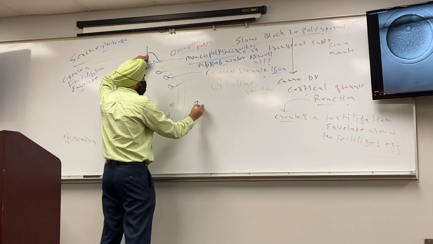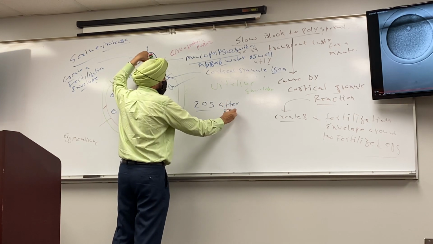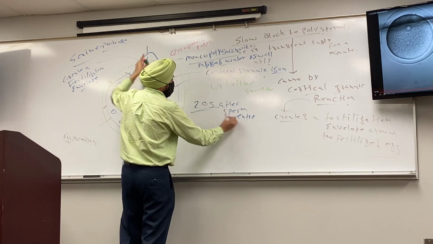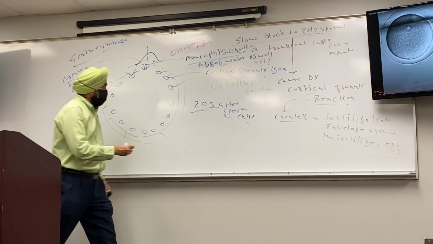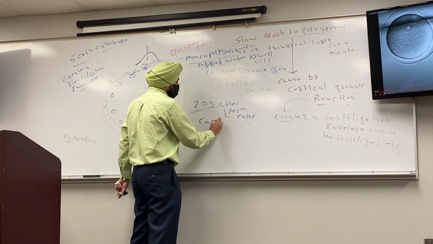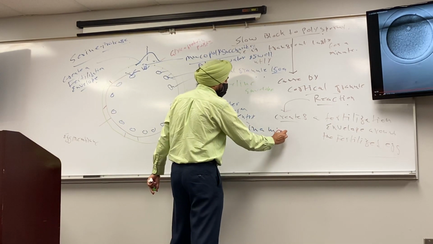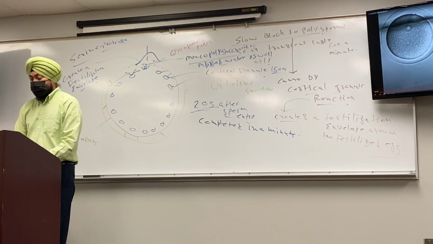Right? Now, this process, the first cortical granule comes here and causes exocytosis, starts the formation of the fertilization envelope. That happens 20 seconds after sperm-egg fusion. That's why we call it late. That starts 27 seconds after, and it is completed in a minute.